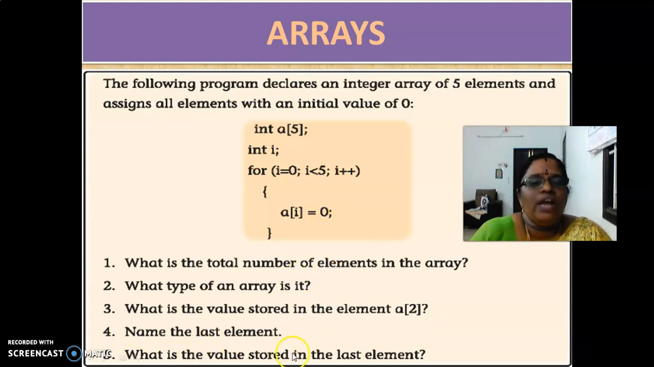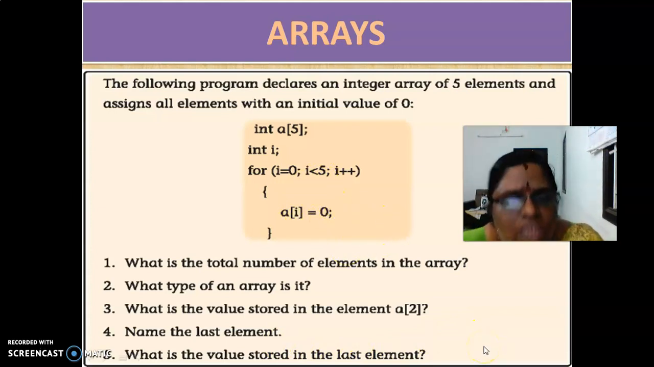What is the value stored in the last element? 0, because every element is assigned the value 0. Got it, children? So this program declares an integer array of 5 elements and assigns all the elements, so all the elements will have the value 0. So a[0], a[1], a[2], a[3], a[4], everything will be 0. The last element will be a[4]. The type of array is integer. Clear with this program?